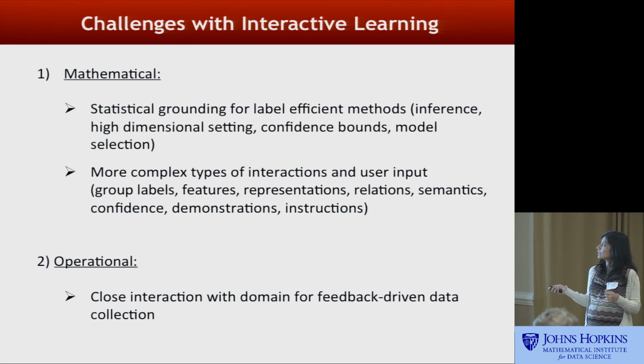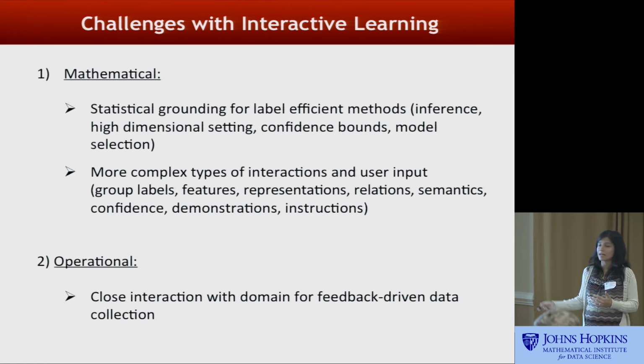A particular issue that comes up is any kind of statistical grounding, meaning how do you do inference, not just prediction, like guarantees about your inference, model selection, confidence bounds. These are all open questions and very hard questions because there's dependence now between the data points that get chosen. So all of that is a very open direction to look into.